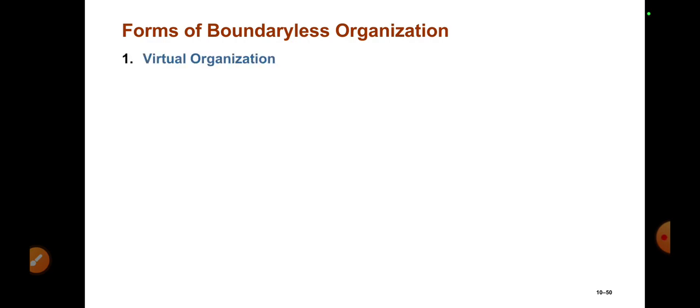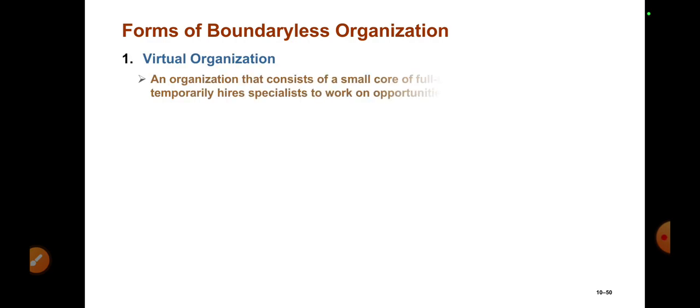Forms of boundaryless organizations. There are three forms of boundaryless organization. First one is virtual organizations. People meet online. People stay in different parts or different cities of the country, or even in different countries. From different places, they come together online to meet and share their opinions.